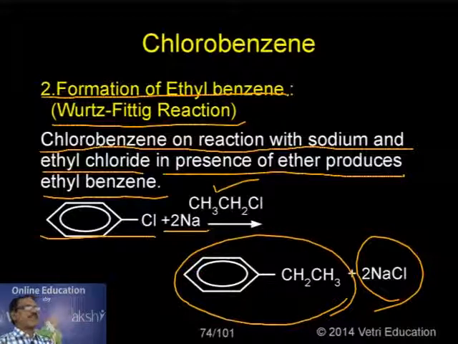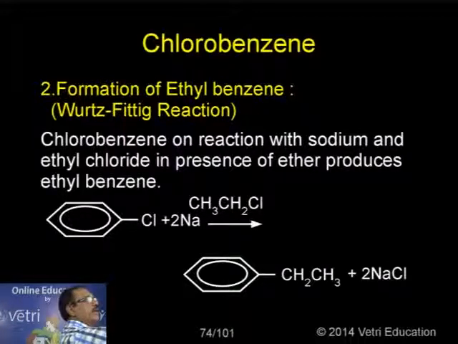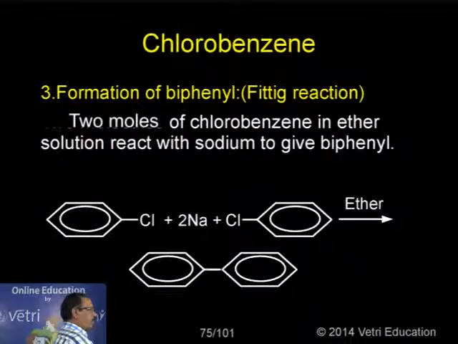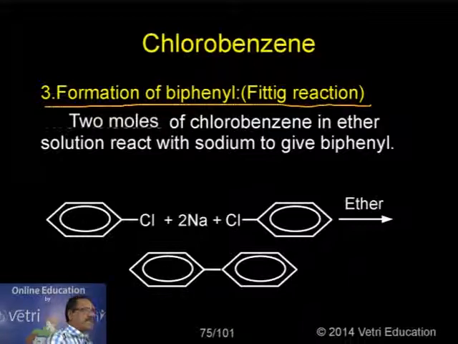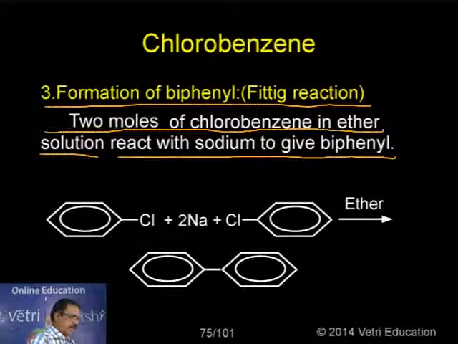There is one more reaction, Fittig, with phenyl groups on both sides. That we will also discuss. So this is the latest information. In the Wurtz-Fittig reaction, chlorobenzene reacts with 2 moles of sodium and ethyl chloride in the presence of dry ether to produce ethylbenzene. Let me go to the next one, formation of biphenyl. This is the Fittig reaction, which I just informed you about, again involving the chlorine atom. 2 moles of chlorobenzene in ether solution react with sodium to give biphenyl.